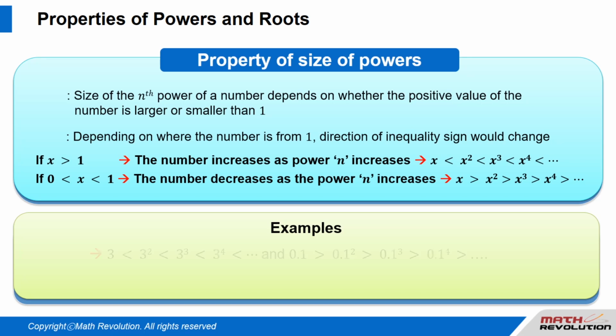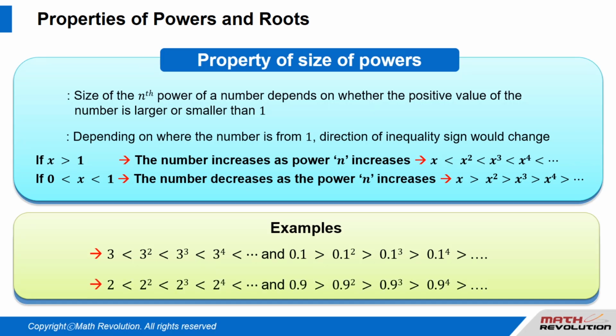For example, 3 is less than 3 squared, is less than 3 cubed, is less than 3 to the power of 4, is less than, and so on, and 0.1 is greater than 0.1 squared, is greater than 0.1 cubed, is greater than 0.1 to the power of 4, is greater than, and so on.